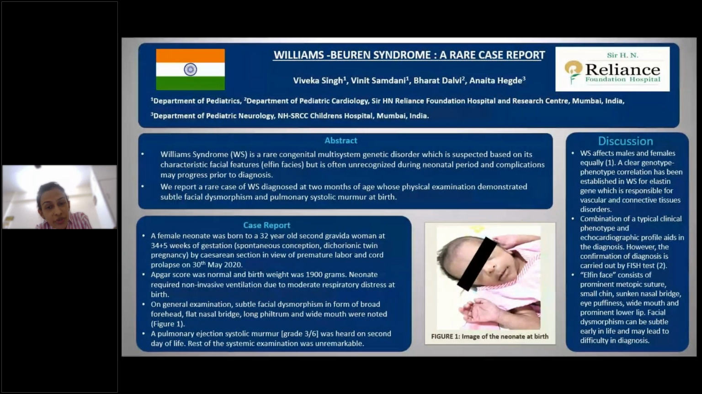A clear genotype-phenotype correlation has been established in Williams syndrome for elastin gene, which is responsible for vascular and connective tissue disorders. Combination of a typical clinical phenotype and echocardiographic profile aids in the diagnosis. However, the confirmation of diagnosis is carried out by FISH test. Elfin facies consist of prominent metopic suture, small chin, sunken nasal bridge, eye puffiness, wide mouth, and prominent lower lip. Facial dysmorphism can be subtle early in life and may lead to difficulty in diagnosis.